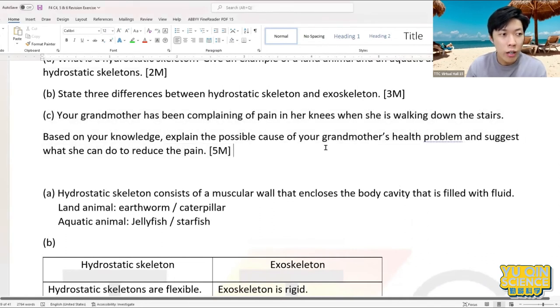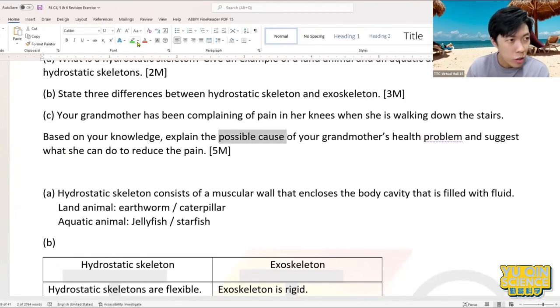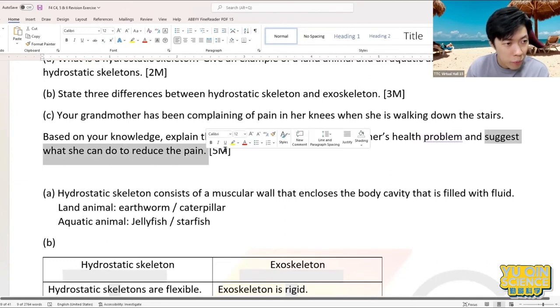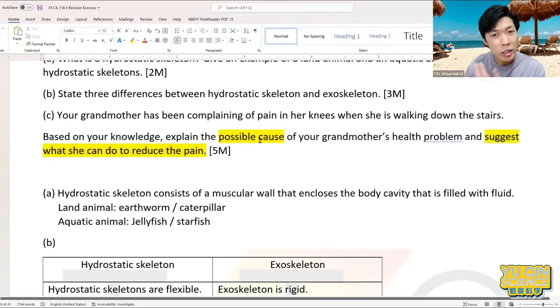Okay, the grandmother has been complaining of pain in her knee when she's walking down the stairs. So based on your knowledge, explain the possible cause of why she gets this problem, and then suggest what she can do to reduce the pain. Sounds like a doctor now, right?